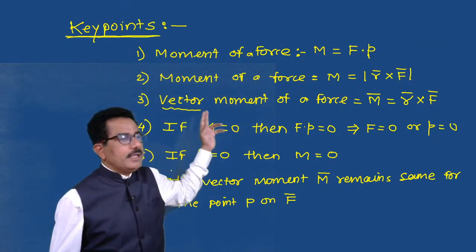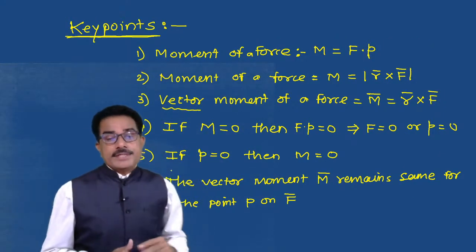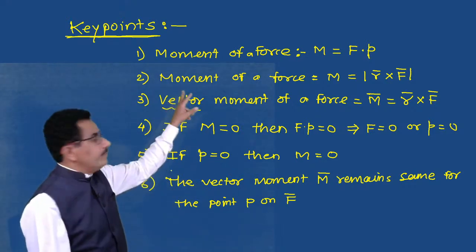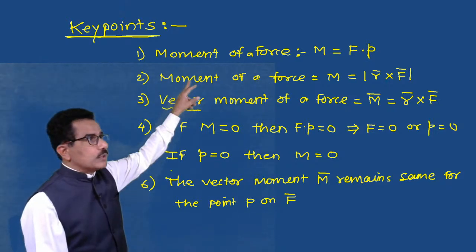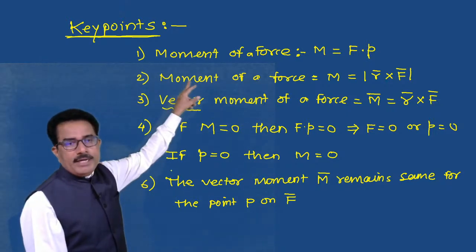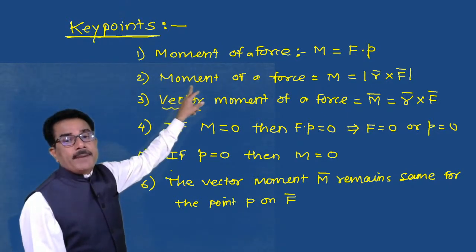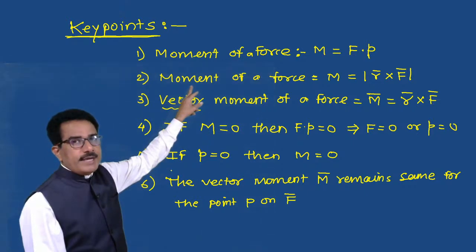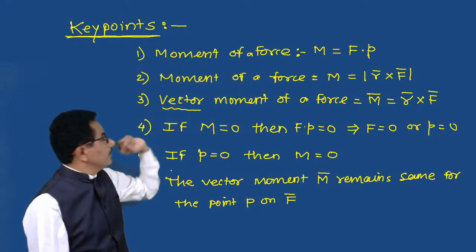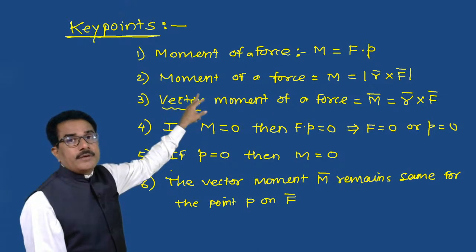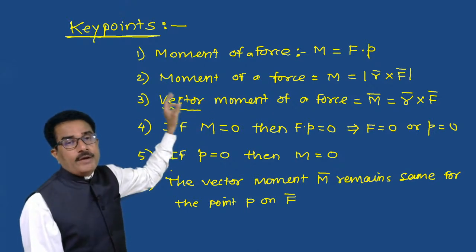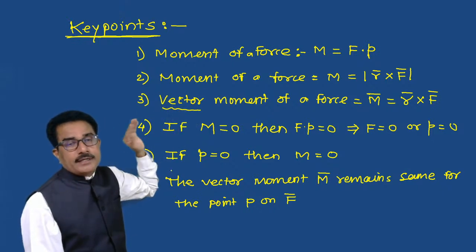Next, the key points which depend on the theorem. What are those? The moment of a force, capital M, is equal to force into perpendicular distance, that is, F into small p. Second, the moment of a force is equal to the magnitude of the cross product R bar cross F bar.